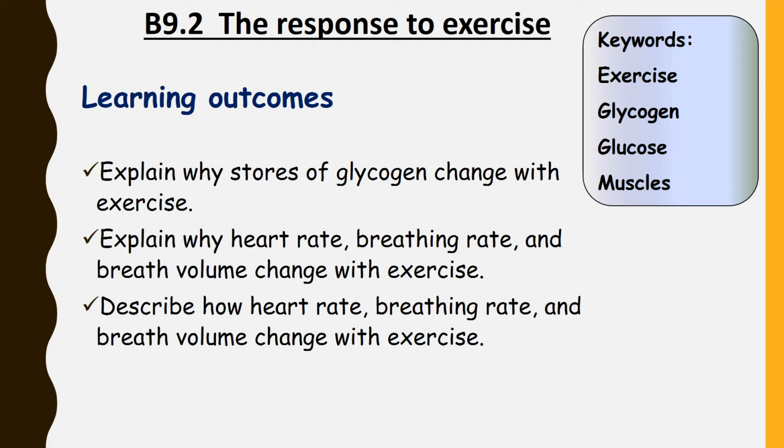So what we need to be able to do for this, for 1 to 4, we need to be able to describe how the heart rate, breathing rate, and breath volume changes during exercise. We need to be able to explain why heart rate, breathing rate, and breath volume changes with exercise for 5 to 6s. And then above, we need to explain why stores of glycogen change with exercise.